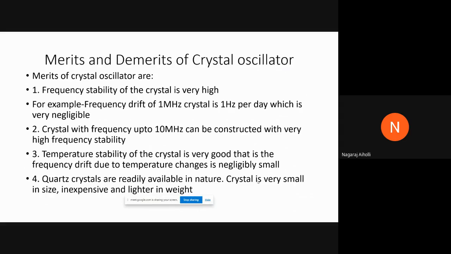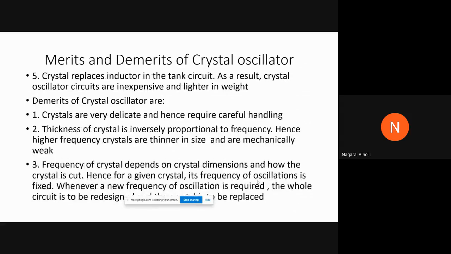Temperature stability of the crystal is also very high. That means the change in frequency for a change in temperature is very negligible. Quartz crystals are readily available in nature, and these crystals are small, light in weight, and cheaper. These are the merits of the crystal oscillator. One more advantage is that the crystal replaces the inductor in the tank circuit, and hence crystal oscillators are lighter and less expensive.